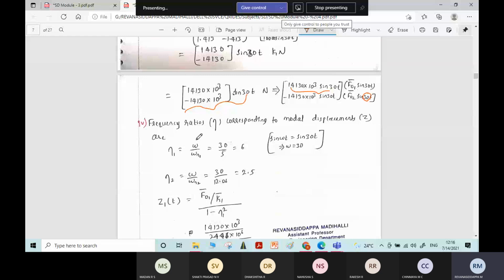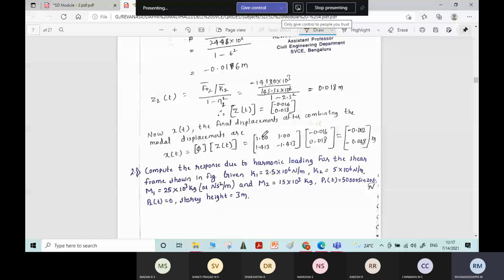And z1 of t, z2 of t, direct formula, direct substitution, you get the direct answer. Z of t value you got. Finally, final displacement will be pi into z of t. Pi is the mode shape matrix. For mode 1, mode 2, you find the individual mode shapes, and that is formulated as a matrix, multiplied by this z of t. If you do, you get the final displacements like this. Okay, this is the final displacement.